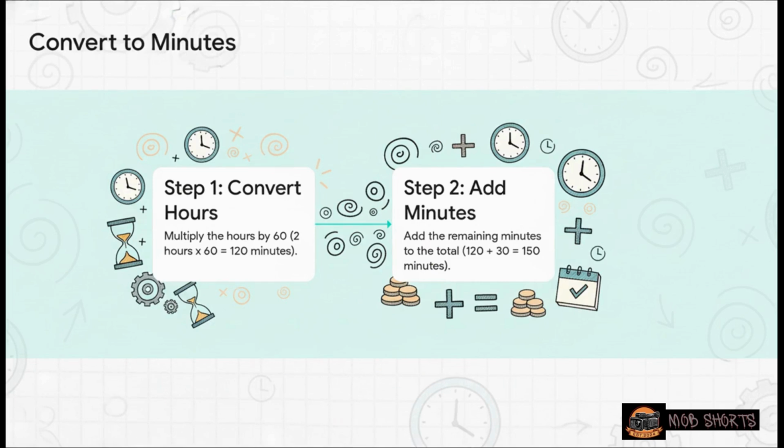Okay, one more key skill. Sometimes the exam question will specifically ask you to convert everything into just one unit, like minutes. And sometimes you have to show your working out, so you can't just use the calculator button. It's really easy though. First, you take the hours, in this case 2, and you multiply by 60 because there are 60 minutes in an hour. That gives you 120 minutes. Then you just add on the extra minutes you already had. So 120 plus the original 30 gives you a grand total of 150 minutes. Simple, but you gotta know how to show it.